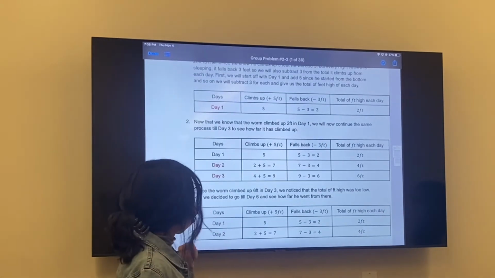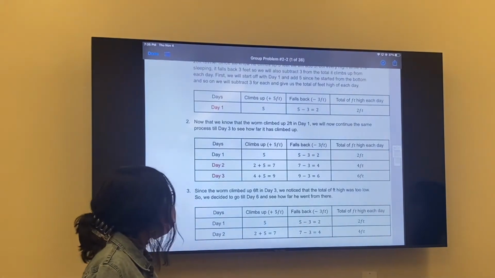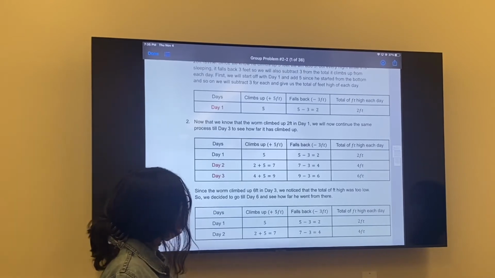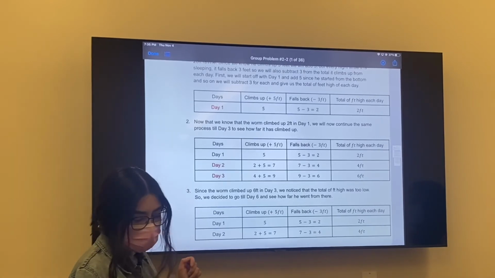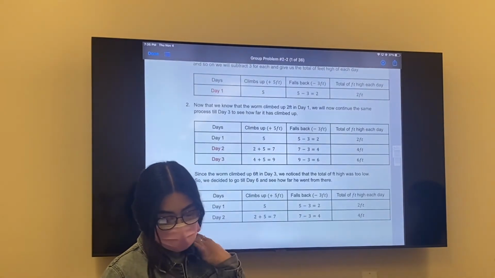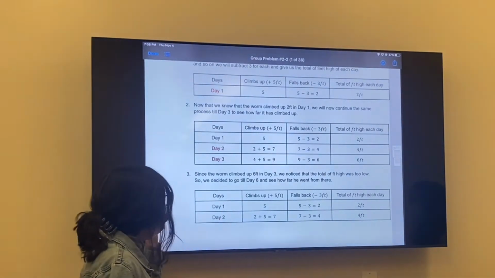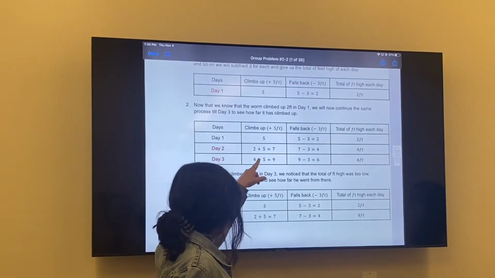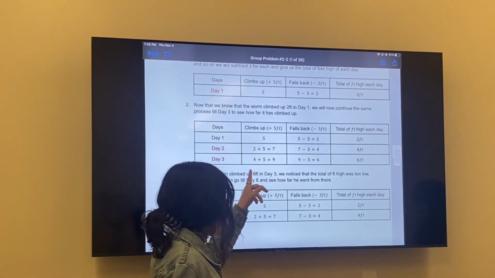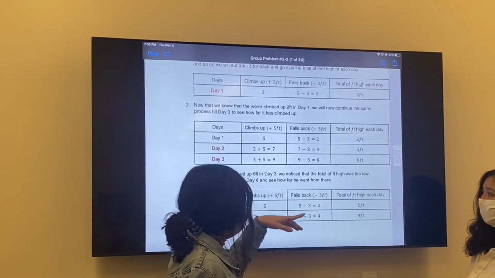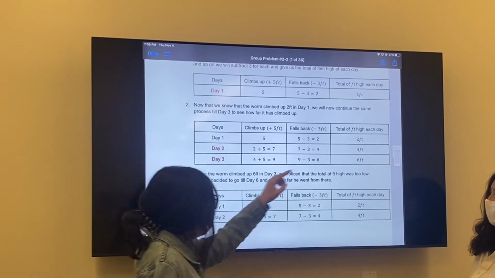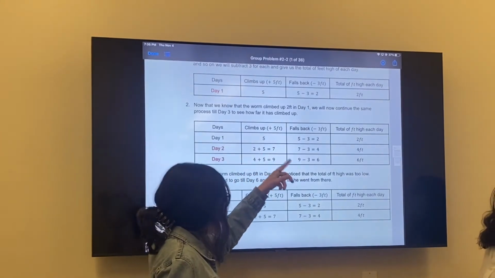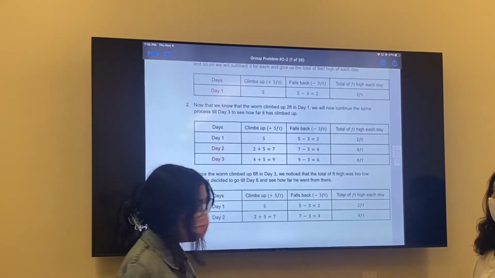For step number 2, now that we know that the worm climbed up 2 feet in day 1, we will continue the same process till day 3 to see how far it has climbed up. In the second chart that is continued, we added day 2 and 3. For day 2, we start off with 2 plus 5 again, which equals 7. 7 minus 3 is 4, which equals the 4 feet. And then day 3, we start off with the 4 feet from over here. We add the 5, which equals 9. And then 9 minus 3 equals 6. So we have 6 feet.